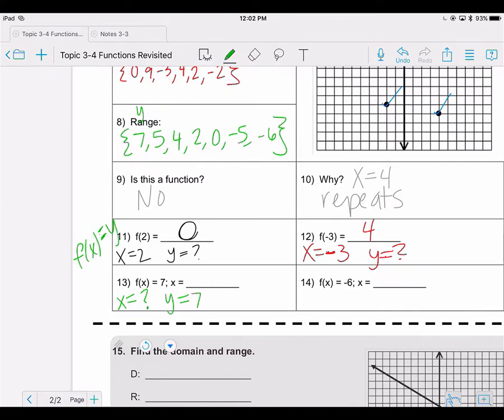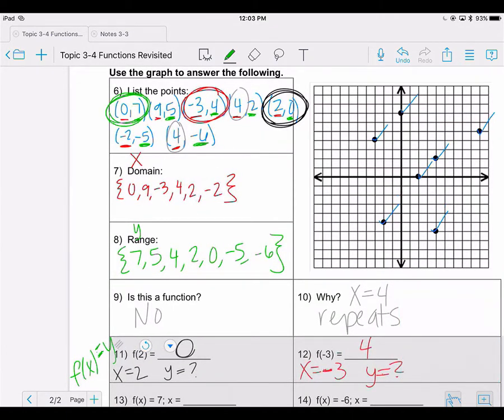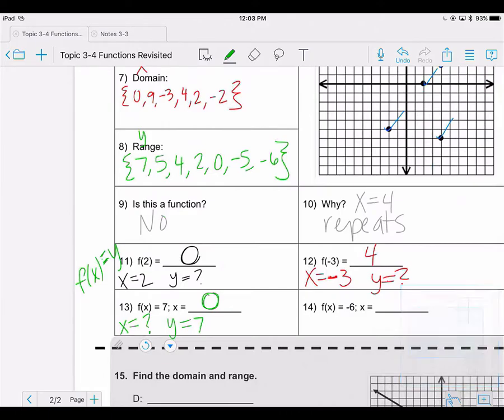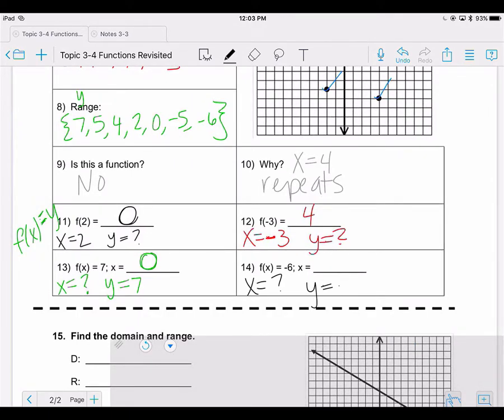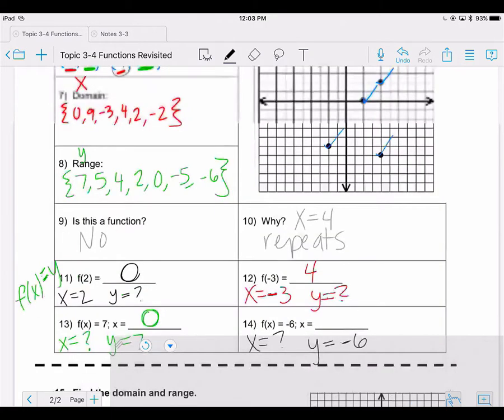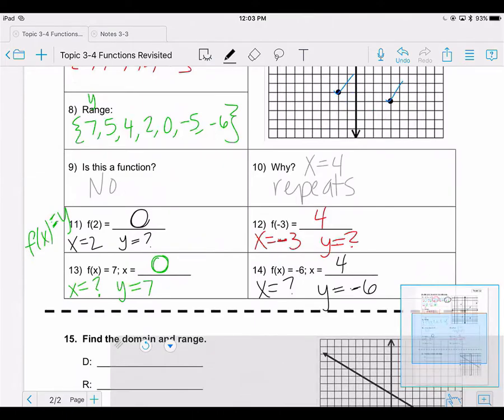So instead of f of x, we could say y equals 7, and then we come up to our points. When y is 7, x is 0. And then on 14, we don't know x. They're telling us y is -6. So we come up, and when y is -6, x is 4.